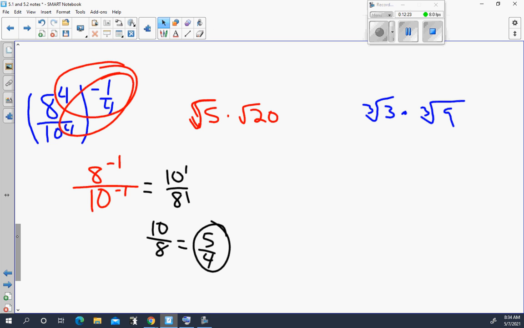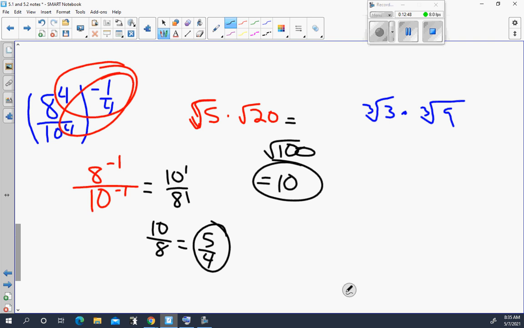All right, next one. When you get square roots, right? Square roots are the same roots. Like on this next one, it's the square root of 5 times the square root of 20. It's the same root. We can multiply these. What's 5 times 20? It's equal to the square root of 100. What's the square root of 100? 10.